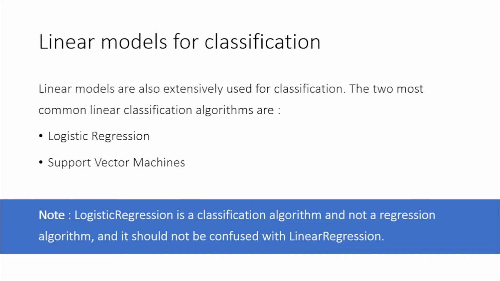Now, linear models for classification. Linear models are also extensively used for classification, and the two most common linear classification algorithms are logistic regression and support vector machines, right? It is important to note that logistic regression is a classification algorithm and not a regression algorithm, and it should not be confused with linear regression.